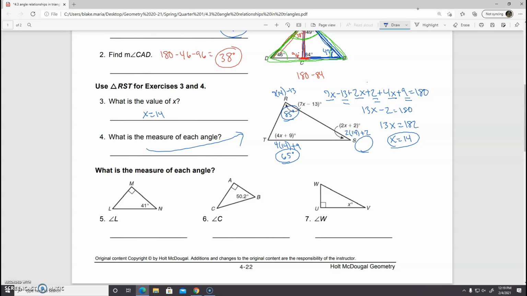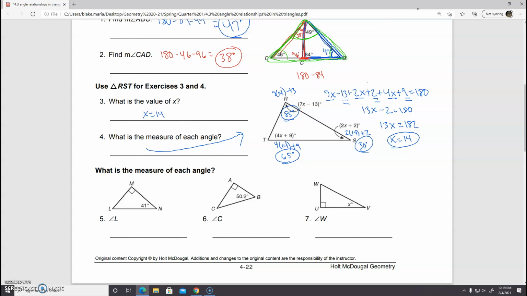2 times 14 is 28 plus 2. I think I did plus 10. Is 30. My bad. But again, you can go back and check yourself and make sure that they all add up to 180. So if you do 85 plus 65 plus 30, you should get 180, and you do. So I would have caught that, hopefully. My bad. Sorry about that, guys.